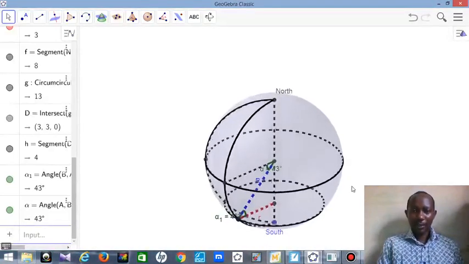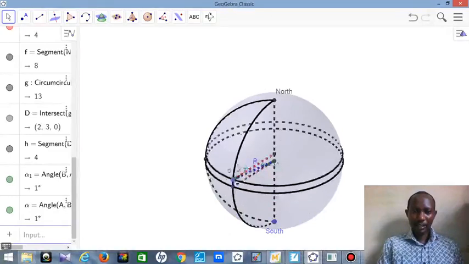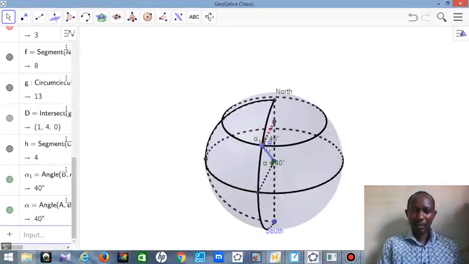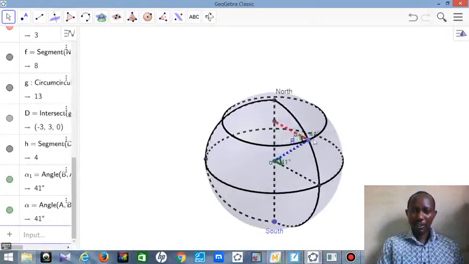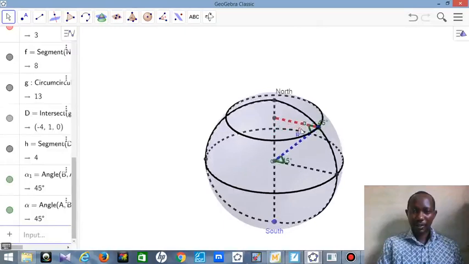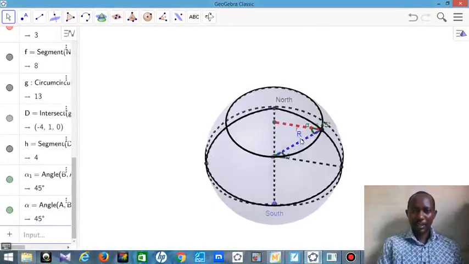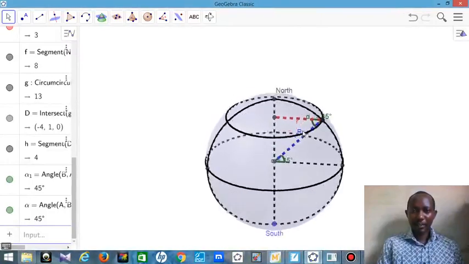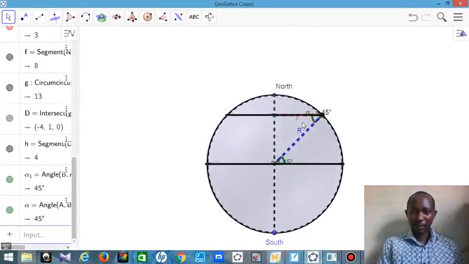Alright, now that we have viewed it in so many directions, I think we are okay like this. So I'm taking it back to the North Pole. You can see the radius very well. Okay, so take note of this. So with this shape now, let me put it in this direction.